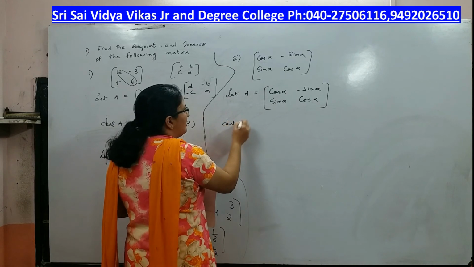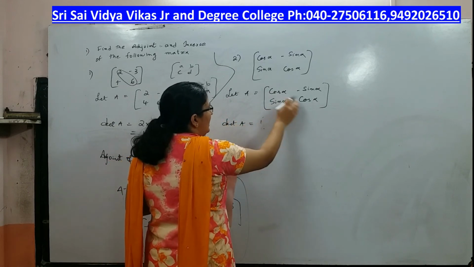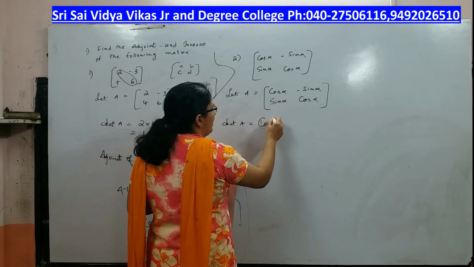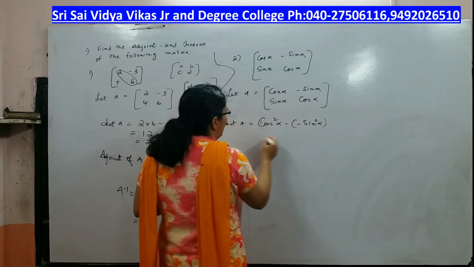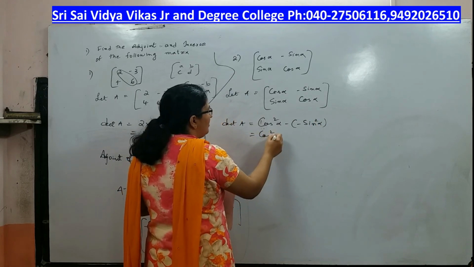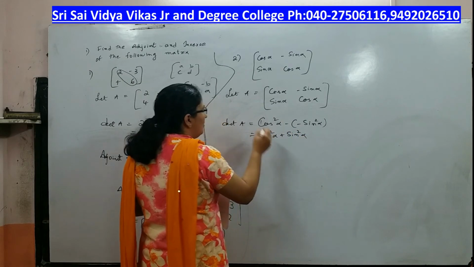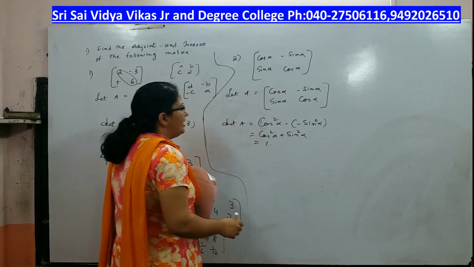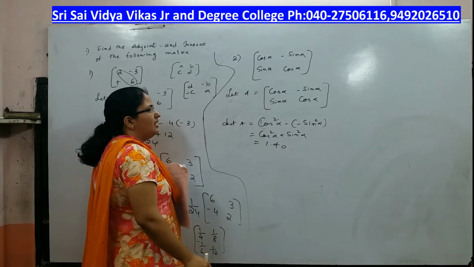Det A is equal to AD minus BC, that is cos square alpha minus of minus sin square alpha, which is cos square alpha plus sin square alpha, which is equal to 1. So determinant of A is 1, which is not equal to 0. So we can find the inverse of the matrix.